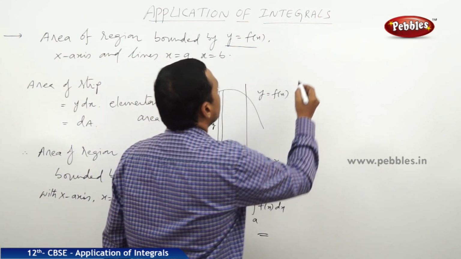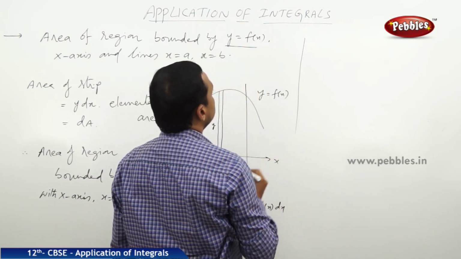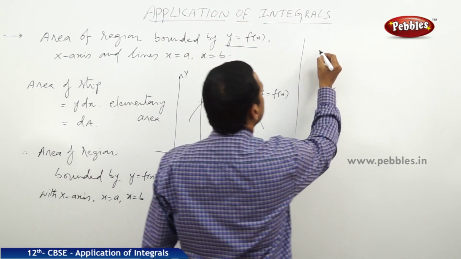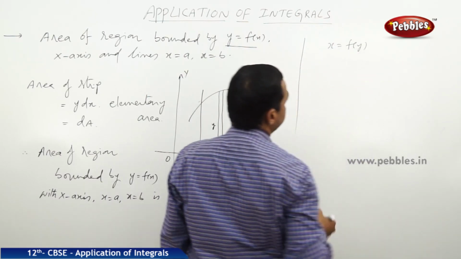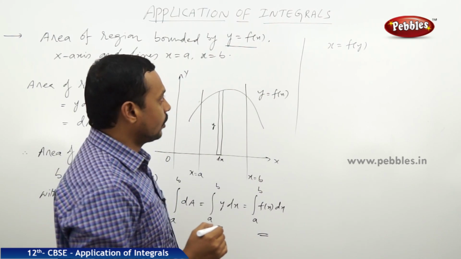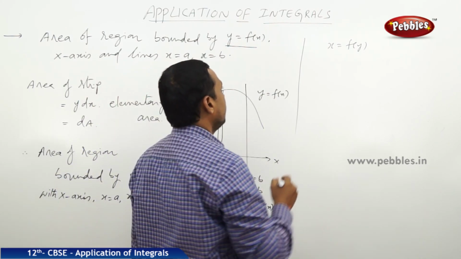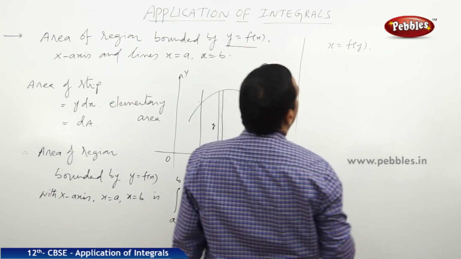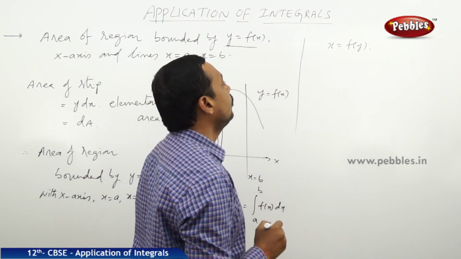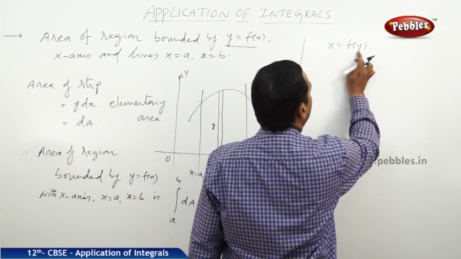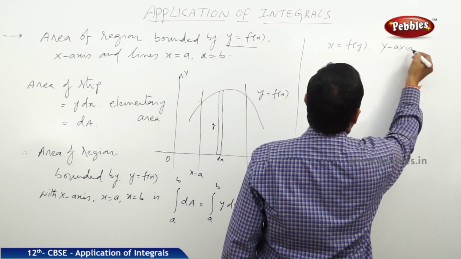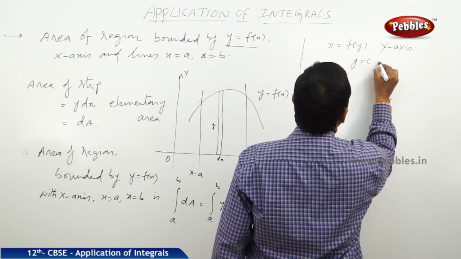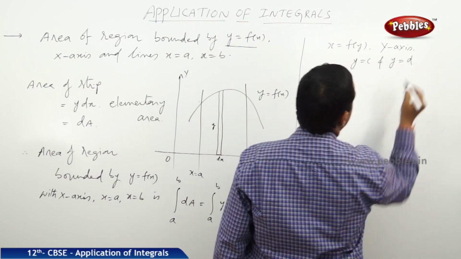Suppose we consider one more curve, x is equal to f of y. Let us take one curve, x is equal to f of y, and the area of the region bounded by the curve x is equal to f of y with y-axis between the lines y is equal to c and y is equal to d.